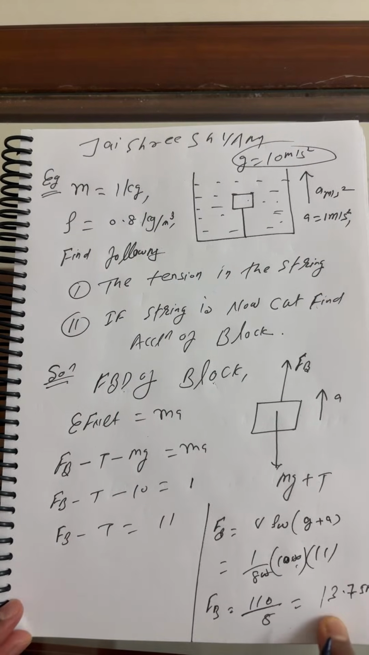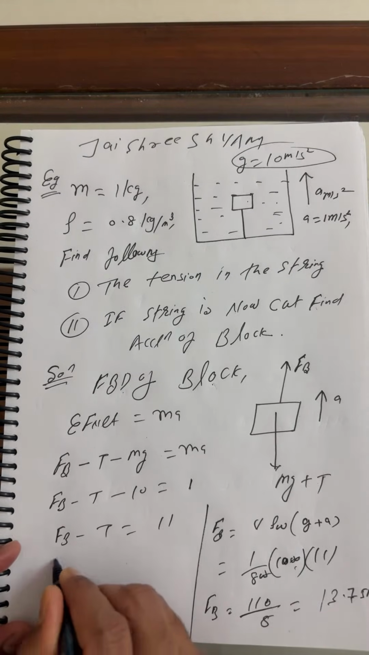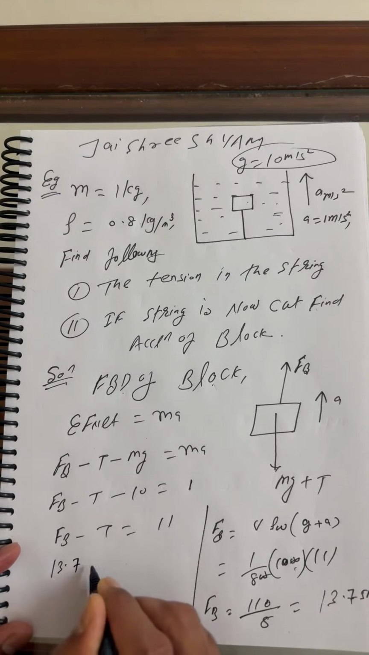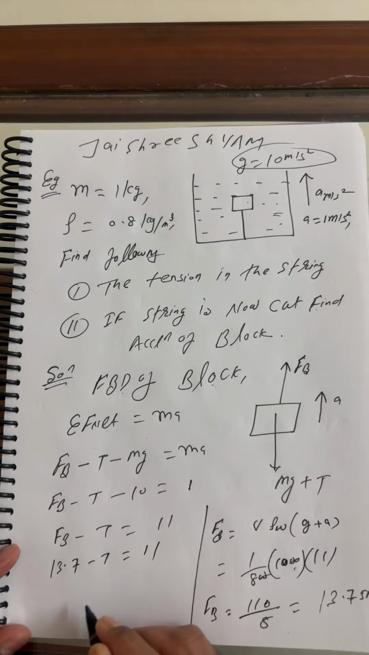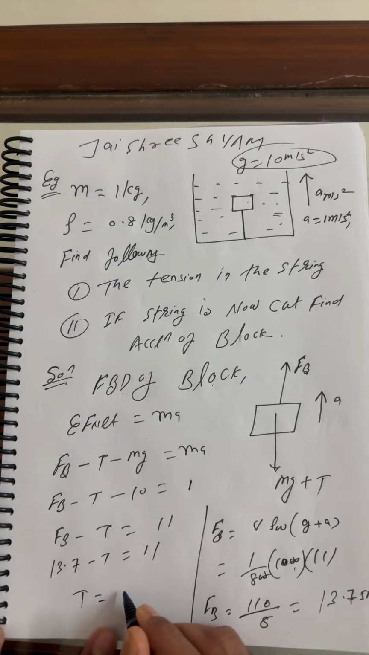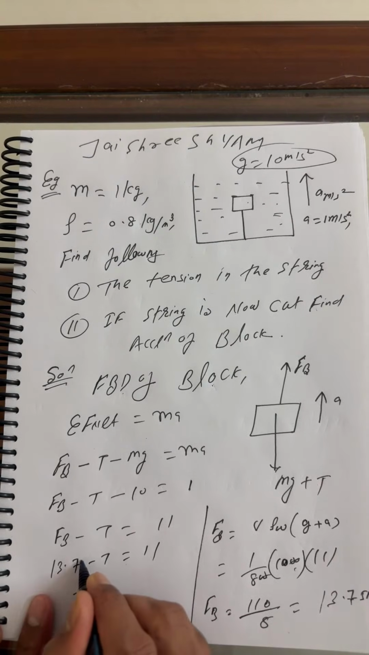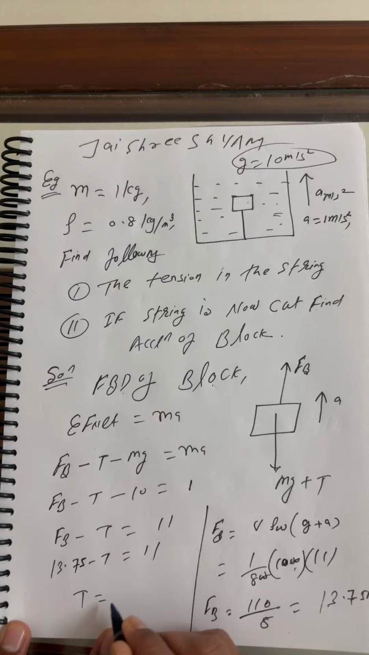So this is, I can say, 13.75, the buoyancy force. So F minus T is 11, that is 13.75 minus T is 11. So how much tension will you get here? Tell me everyone. This is 13.75. So simply we can say tension is 2.75 Newton.